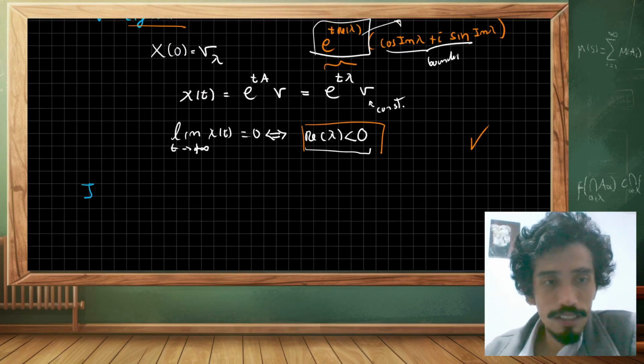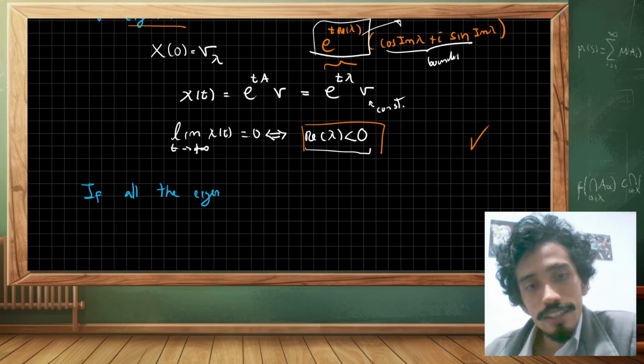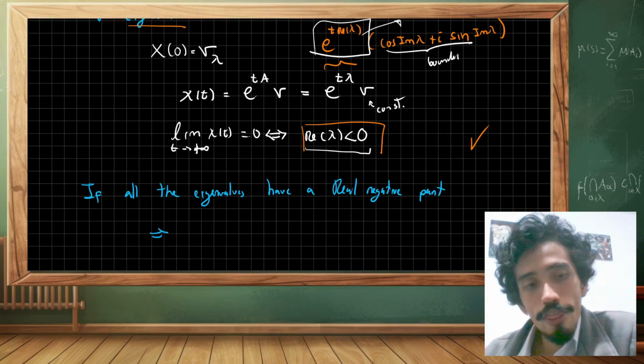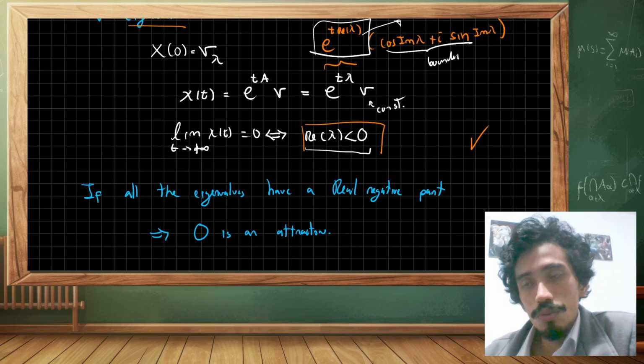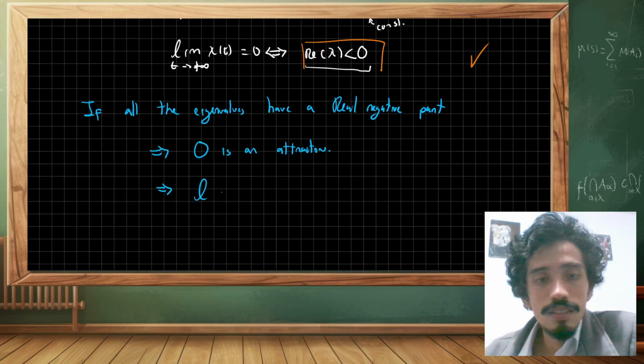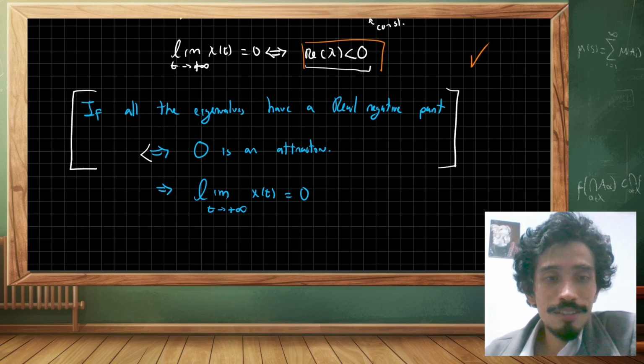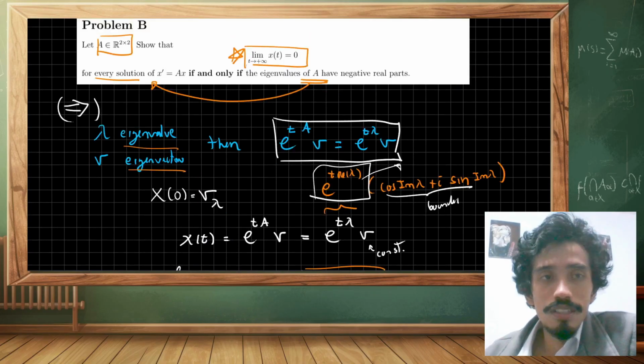It is another property. If all the eigenvalues have a negative real part, then 0 is an attractor, which means that for every solution, the limit as t goes to plus infinity of the norm, or without a norm, it's equivalent, is 0. So this is by definition. This is a known property, a characterization of the attractor 0. And this holds in both directions. So this easily proves the other implication.